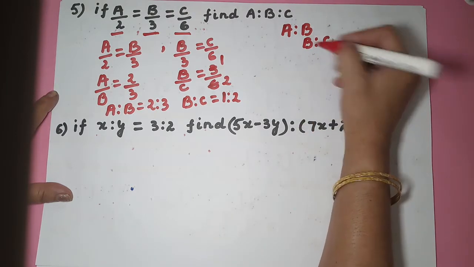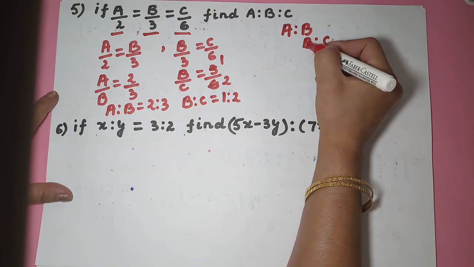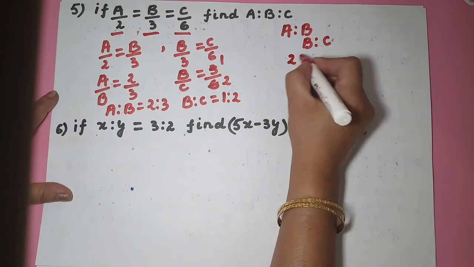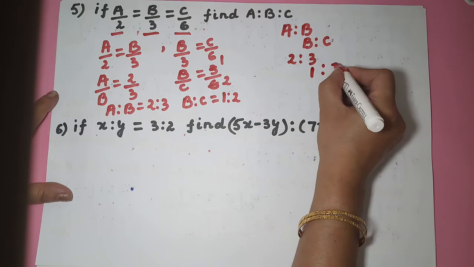B I have to make the same. I'll try to make this term the same, so I'll try to find the LCM of this b. Now what is my a is to b? It is 2 is to 3. And what is my b is to c? It's 1 is to 2.